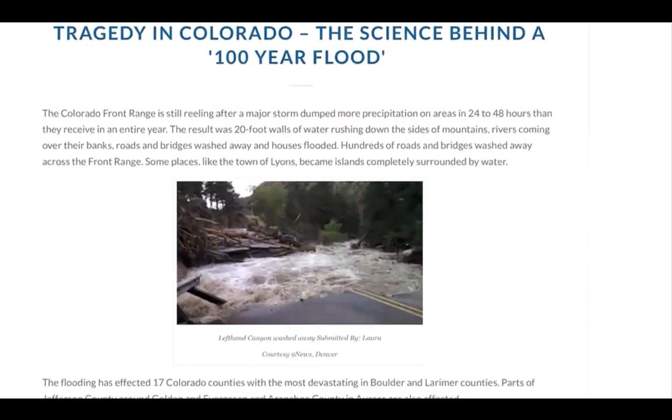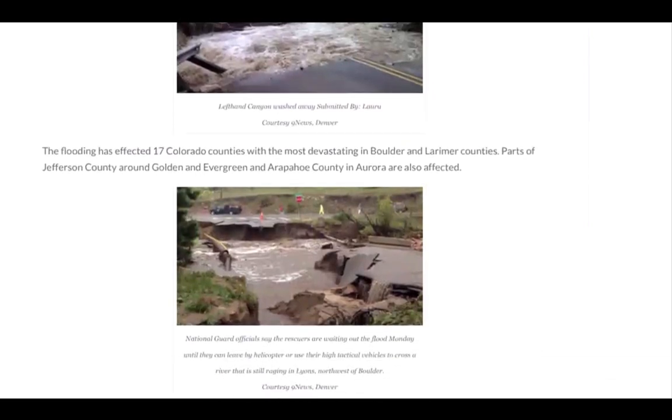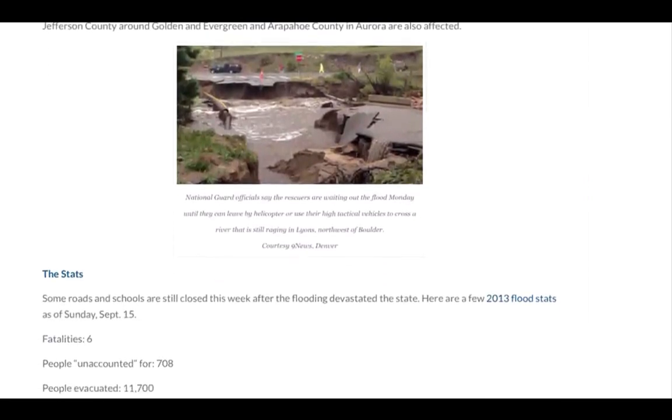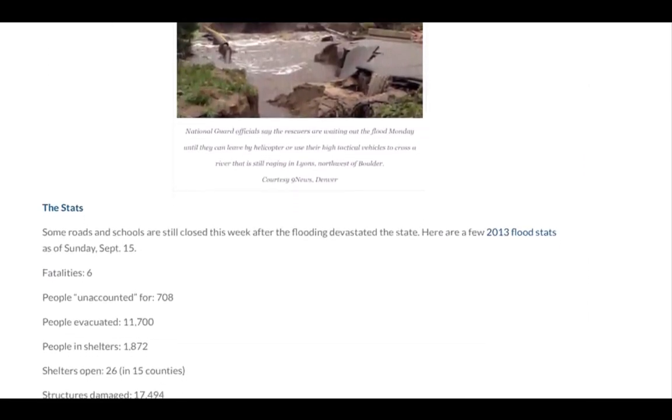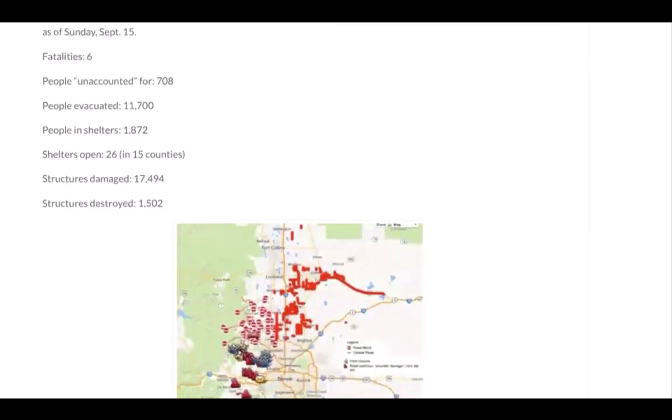So just to give a sense of how extreme this was, this flood resulted in 20-foot walls of water rushing down the sides of the mountains. It affected 17 Colorado counties. It devastated most of Boulder and Larimer counties. I was actually in Golden, which is talked about a little bit here. The statistics were 6 fatalities, 708 people unaccounted for, 11,700 people evacuated, and skipping to structures, 17,494 structures damaged, and about 1,500 destroyed.